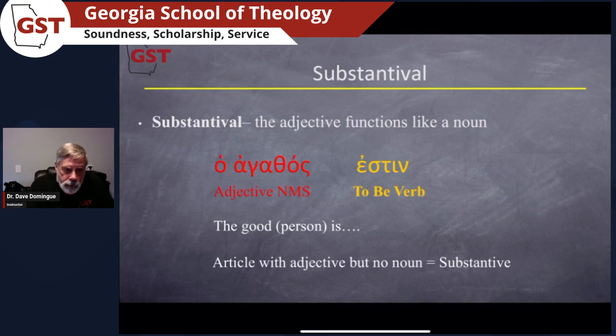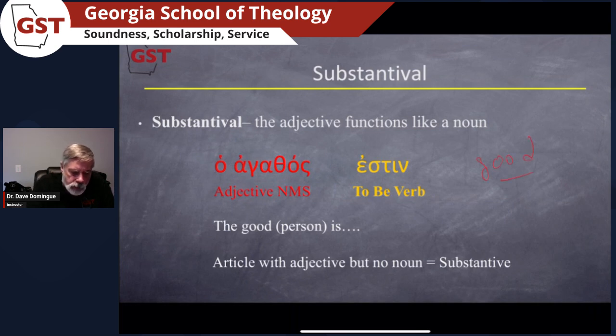They can function substantively, which means the adjective can function as a noun, whether that be in the nominative or the accusative or in the other position. Generally, nominative or accusative. With it, the adjective will function like so. We have ho agathos estin, is to be, the good. So we have the good is whatever. Say, the good is good.